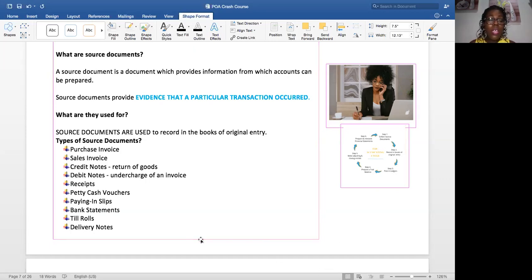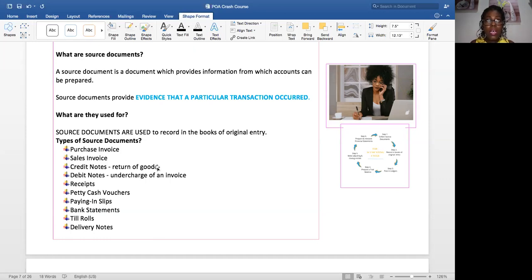Till rolls. These are what you would see when somebody has a computerized system in their business and they're cashing those white papers with the black writing. That is called a till roll. It records all the cash sales for the day or sometimes for the month, depending on how persons batch. So sometimes people will batch every day. They will pull out all the till rolls and look at what their records are.